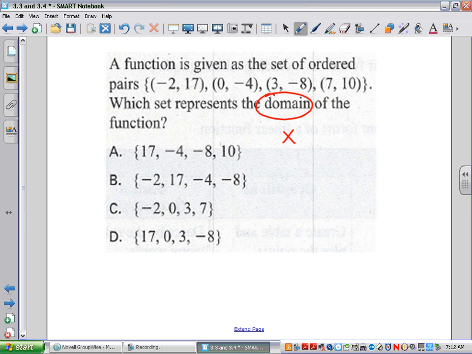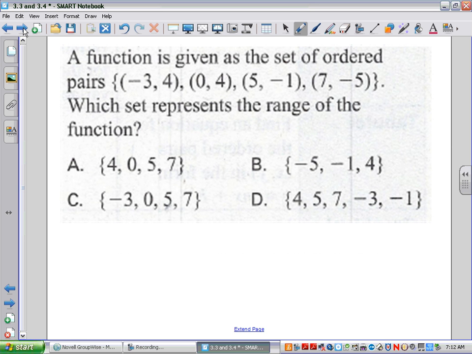Domain by definition are your x values. I will circle the x values. That -2, that 0, 3, and 7. So looking down below, which set lists the ones that I have circled? The answer would be C. Easy enough.